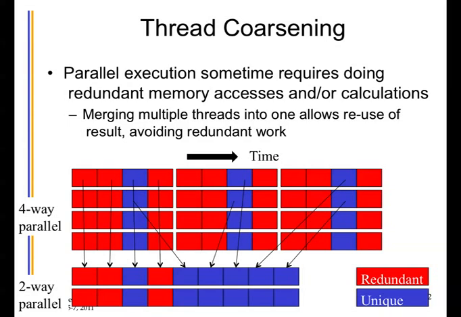So what thread coarsening does is to merge multiple threads back together. Okay, you take these very fine-grained threads and merge them back together. And so that you can do the redundant work only once for the multiple threads that you merge into one. Okay, you take all their redundant work and you eliminate all but one of them. Okay, so that's the basic idea of thread coarsening.